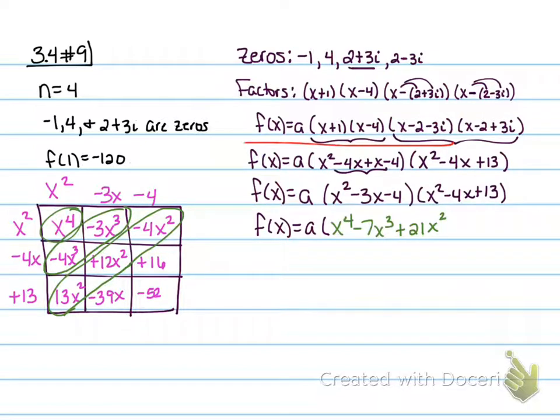Let's see. It looks like on this one I forgot my x. So we got negative 39x plus 16x. That is negative 23x. And I got my negative 52.